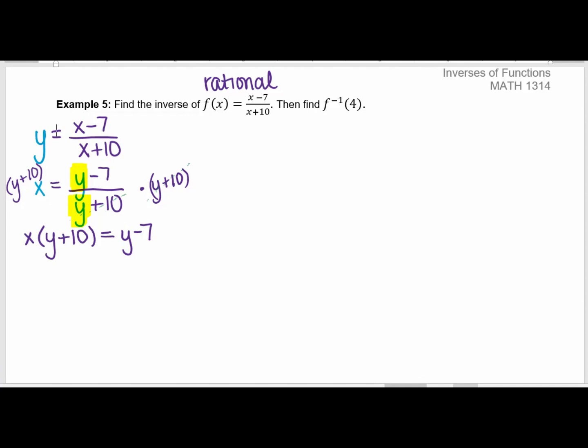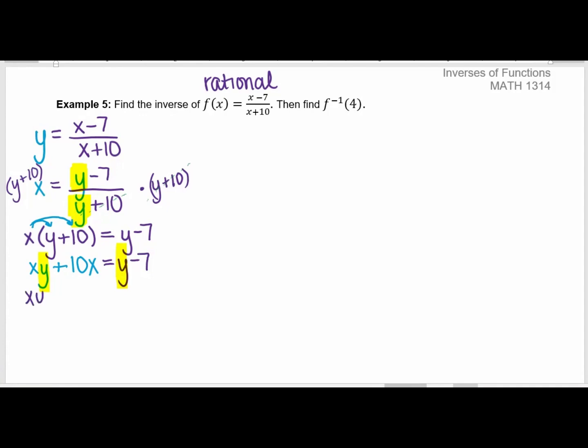Okay, still solving for y, but we can't get y by itself right now because it's on both sides of the equation. So what we need to do is distribute our x. X times y gets us xy, plus x times 10 gets us 10x, and that's going to be equal to y minus 7. Remember that we are solving for y, which means we need to get all of our y's onto one side and everything without a y to the other side of our equation.